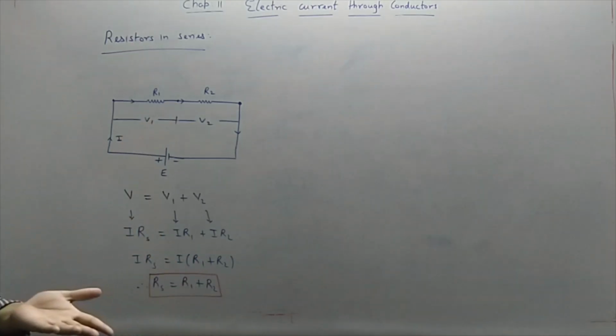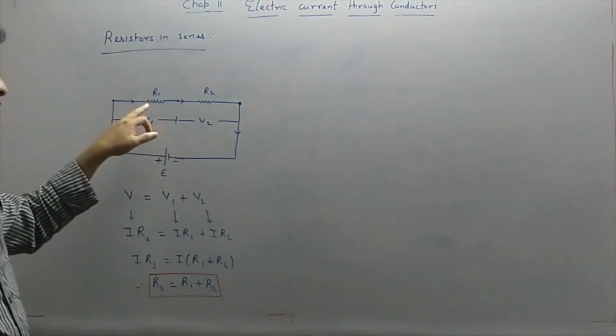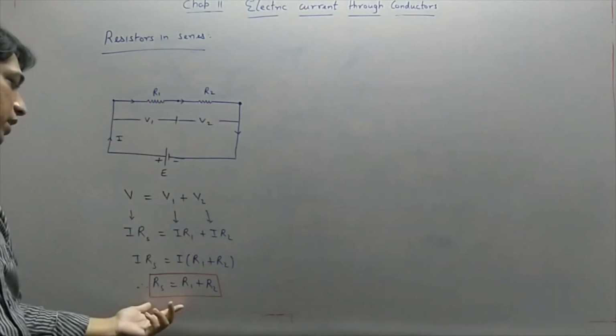Suppose I want 10 ohms again, and I am having two 5 ohms resistances, so I can connect 5 ohms and 5 ohms. That will give me 10 ohms. So Rs is R1 plus R2.